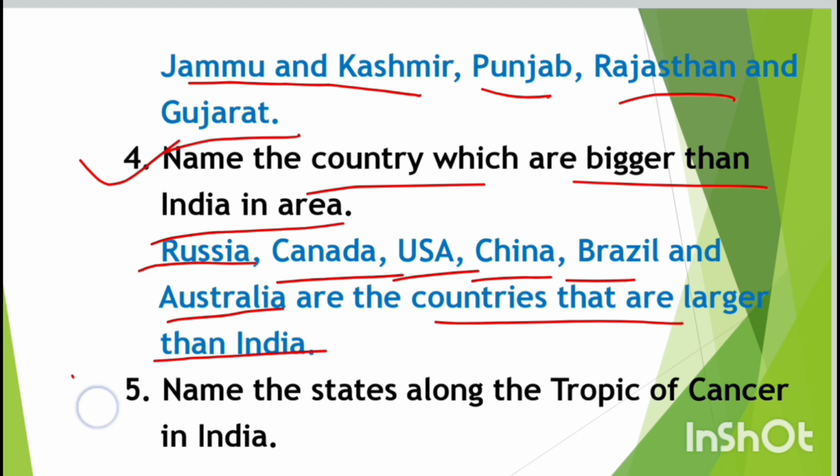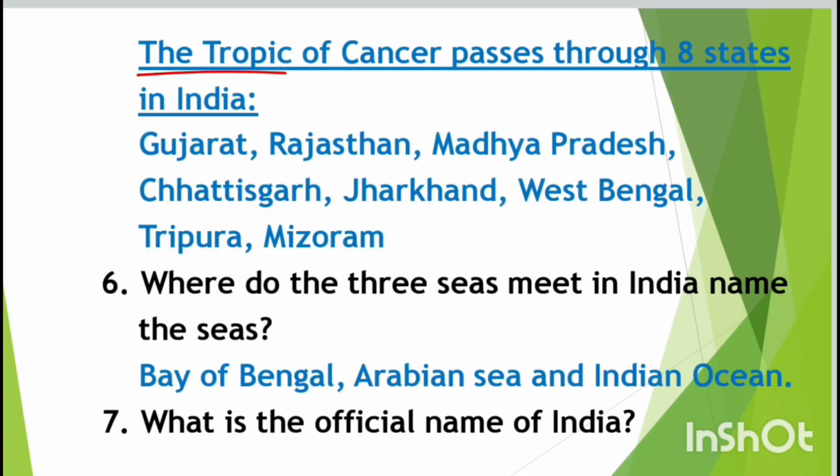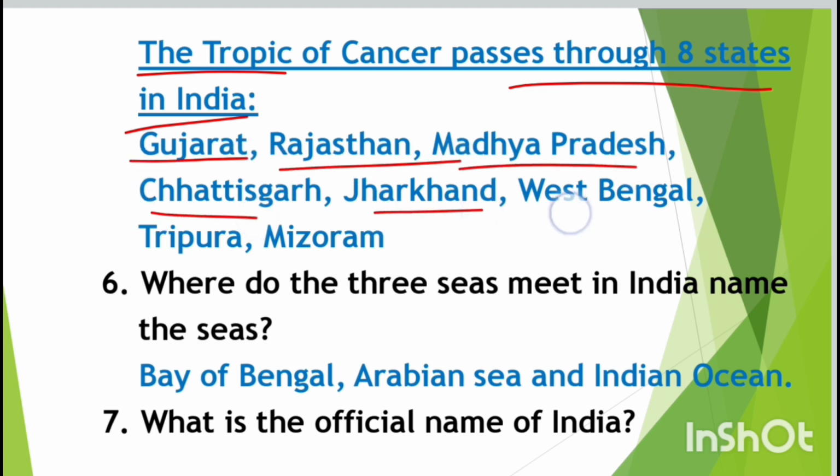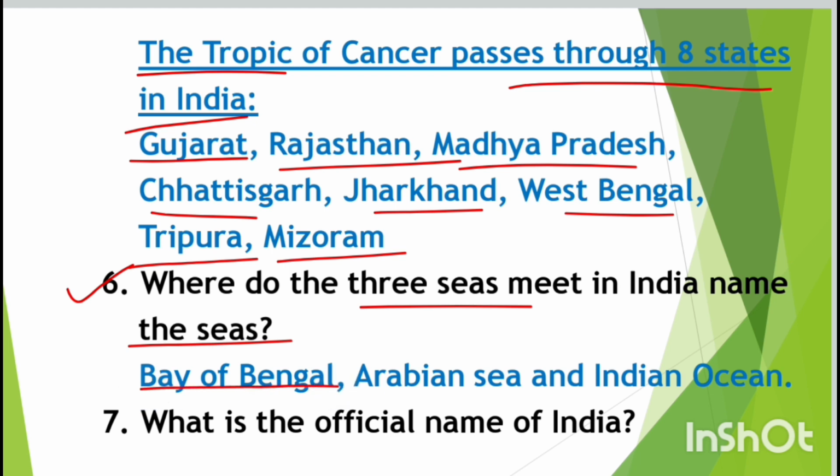Next question, question number 5. Name the states along the Tropic of Cancer in India. Answer, the Tropic of Cancer passes through 8 states in India. Gujarat, Rajasthan, Madhya Pradesh, Chhattisgarh, Jharkhand, West Bengal, Tripura and Mizoram. Next question, question number 6. Where do the 3 seas meet in India? Name the seas. Answer, Bay of Bengal, Arabian Sea and Indian Ocean.